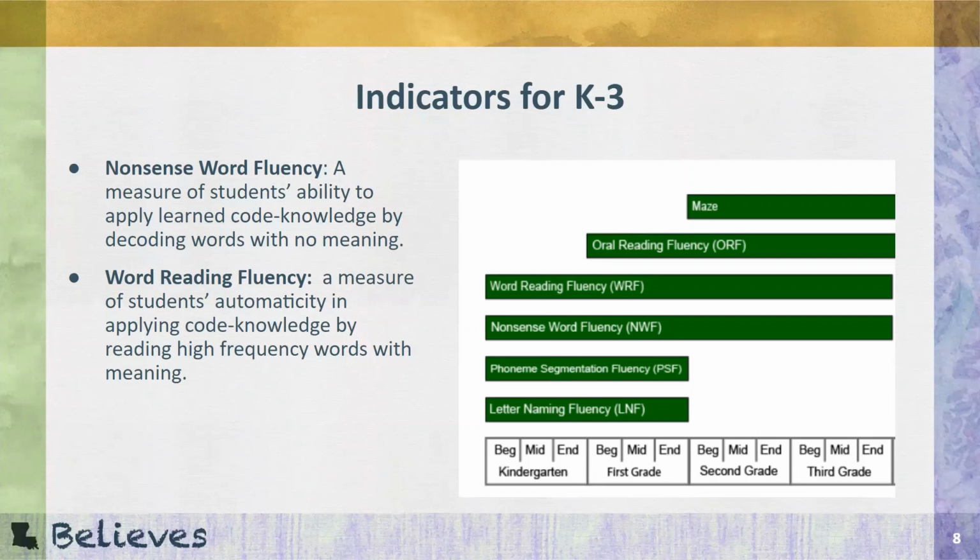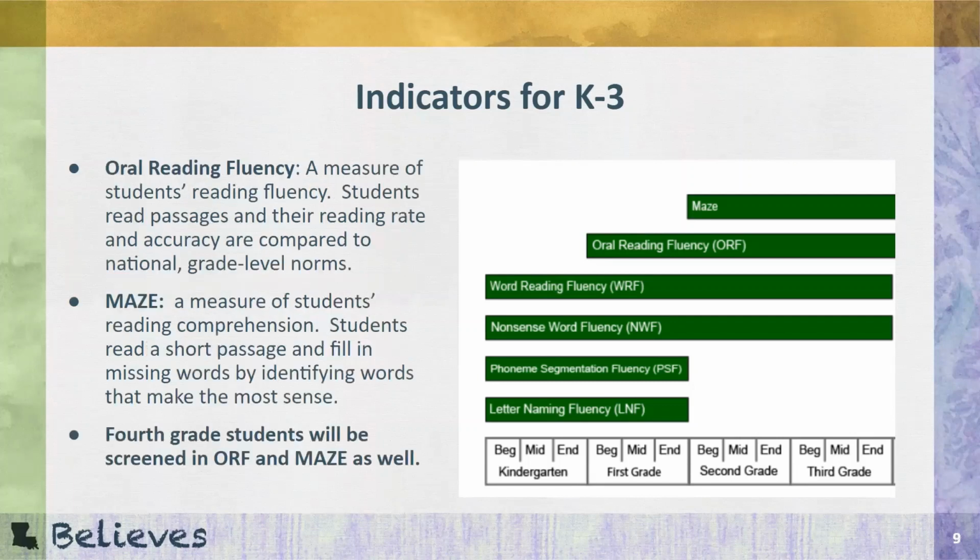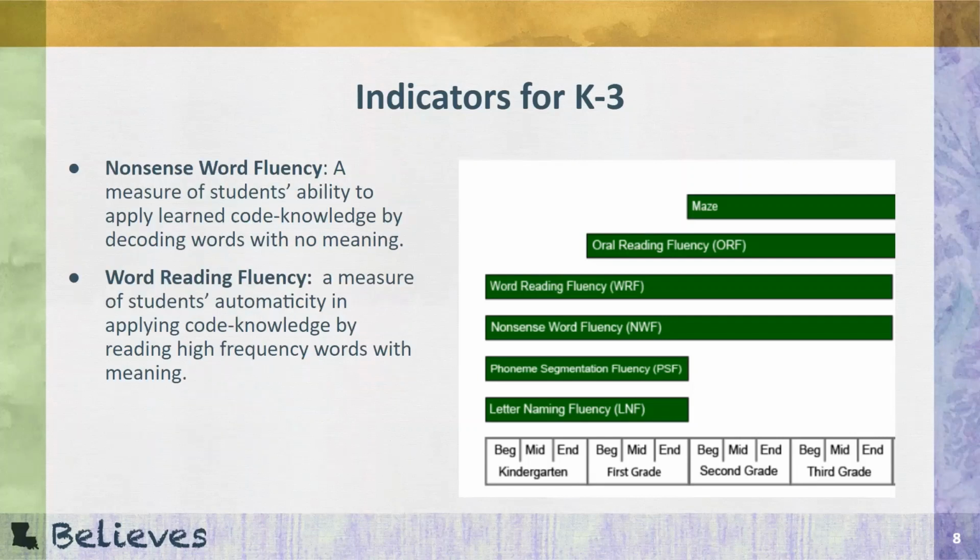But it is a measure of students' ability to read real words. Now, this particular indicator is not found in other screeners. And so this may be a new indicator for you. Oh, let me go back. Nonsense word fluency and word reading fluency are both measured from grades K through 3. So you'll see that the complexity increases as students progress. But these are indicators that are measured in grades K, 1, 2, and 3.